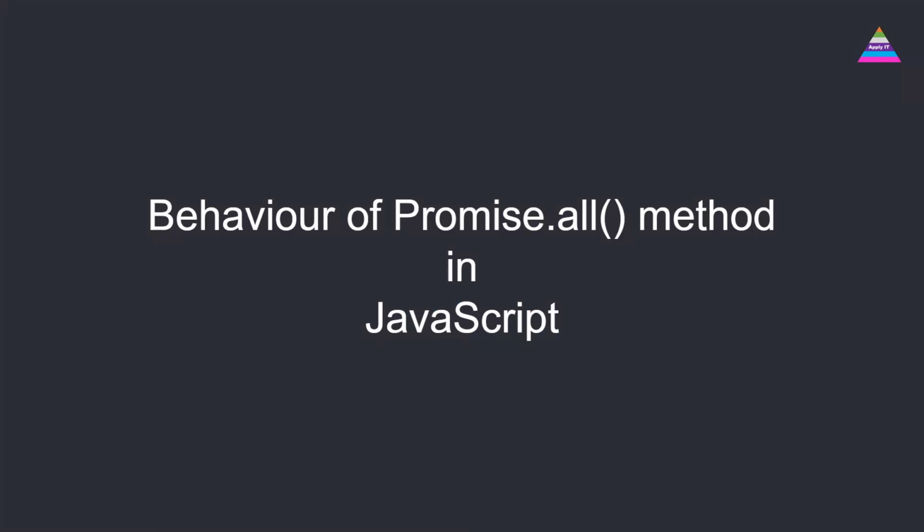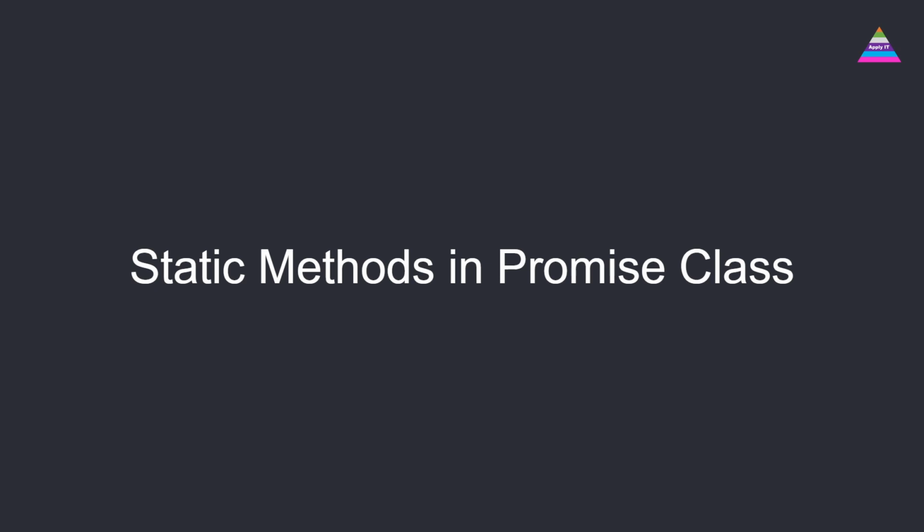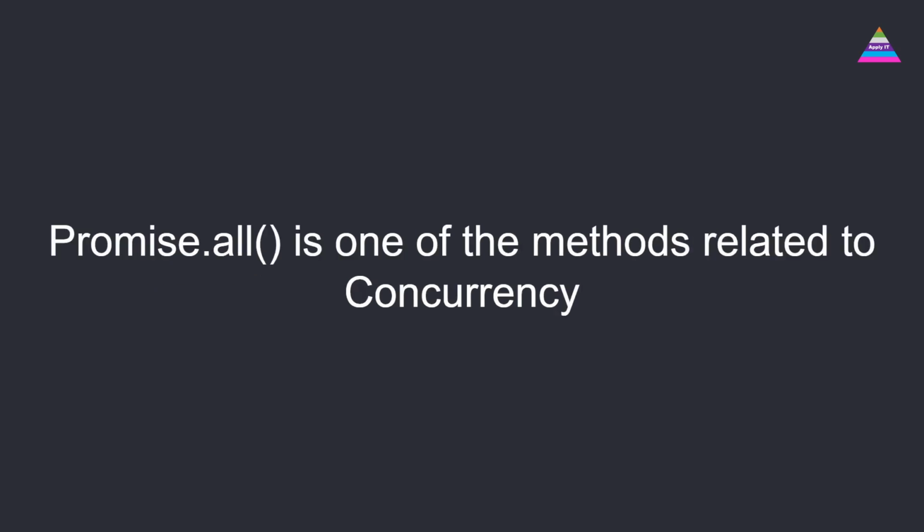In this video, I'm going to demonstrate the behavior of the Promise.all method in JavaScript. There are many static methods available in the Promise class, and Promise.all is one of the methods related to concurrency. So in this video, we are going to understand it practically.